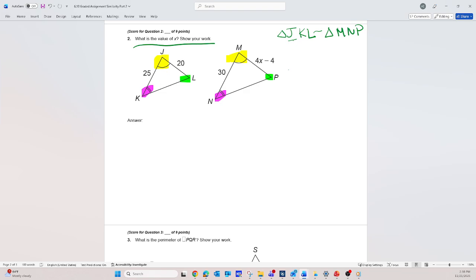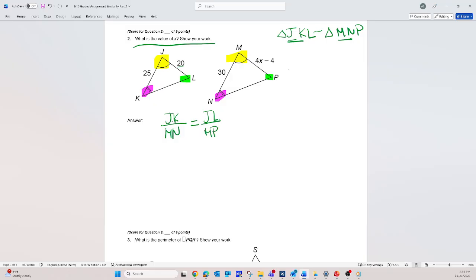So JK, I'm going to write that's JK, side JK is proportional to MN. Look at the order. First and second to MN. Okay? And I'm going to do a proportion. I need to find the value of X, so I'm going to do JL. There's a measurement of 20. It's proportional to MP. And I'm going to solve using proportions.